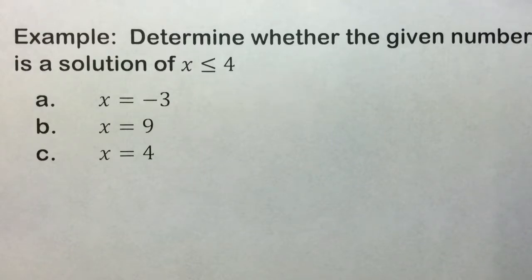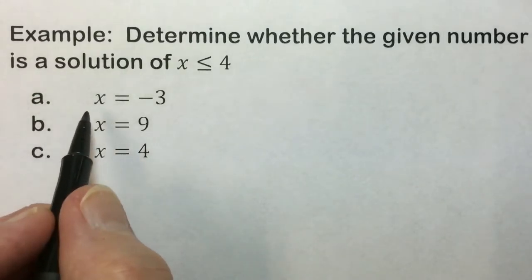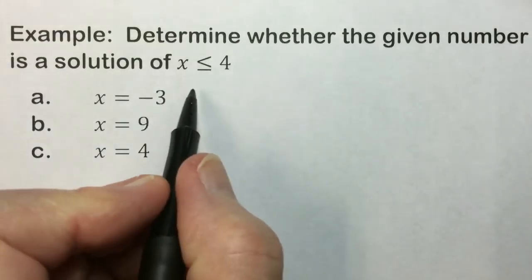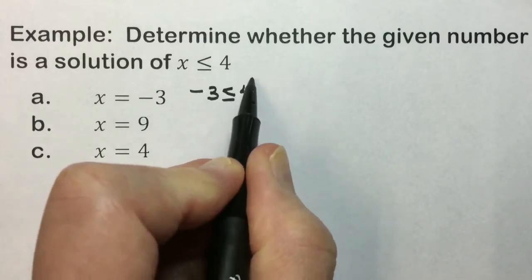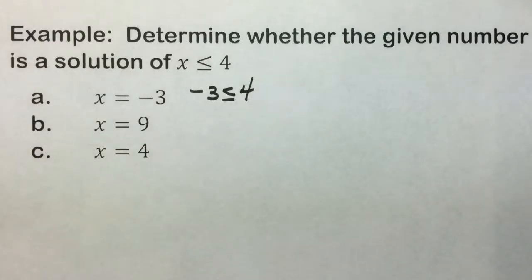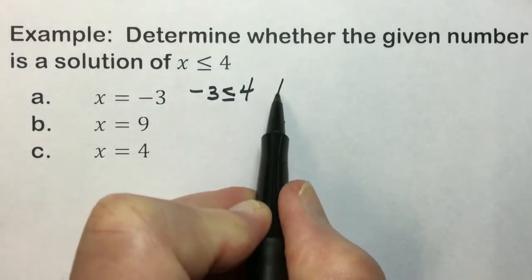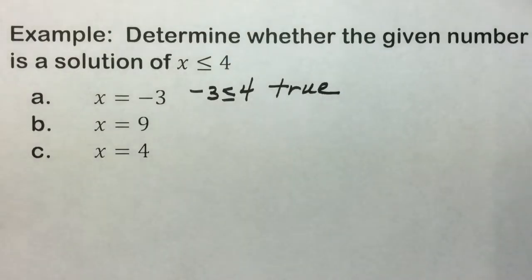It's asking us to determine whether the given number is a solution of x is less than or equal to 4. In this first example, they're letting x equal -3, so we'll replace the variable with -3 in this inequality. And since -3 is less than or equal to 4, we would answer that this is true and a solution.